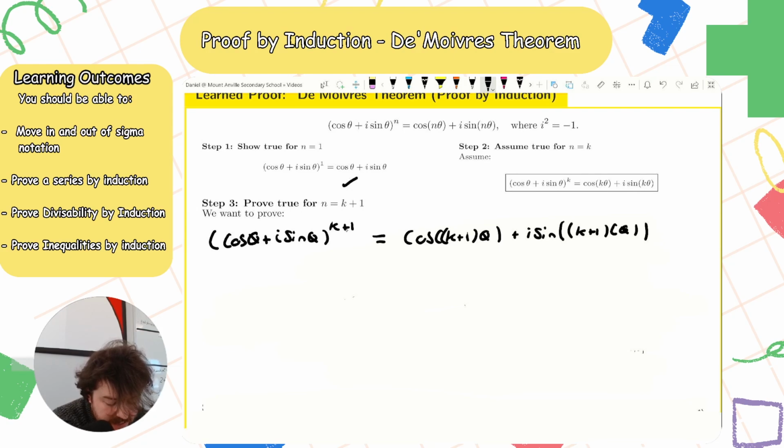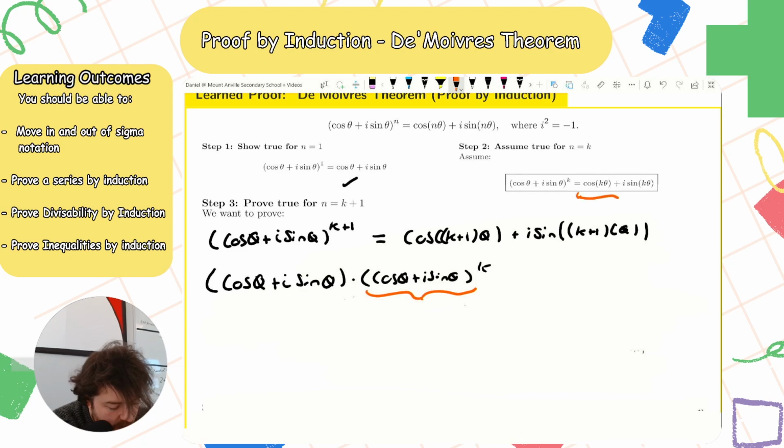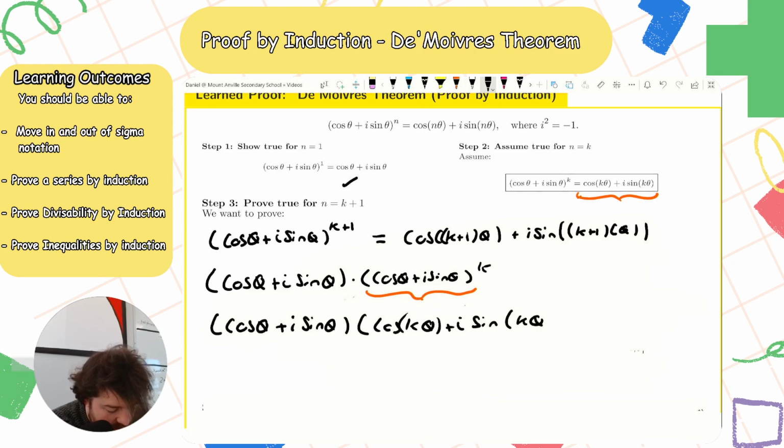Well, I'm going to use my rules of indices here. So I can rewrite this as (cosine theta plus i sine theta) times (cosine theta plus i sine theta) to the power of k. I'm going to use my assumption here, right, and replace this with cosine k theta plus i sine k theta. So (cosine theta plus i sine theta) times (cosine k theta plus i sine k theta).